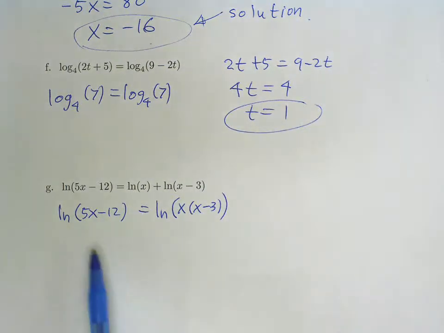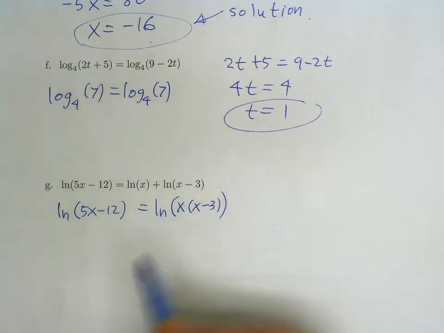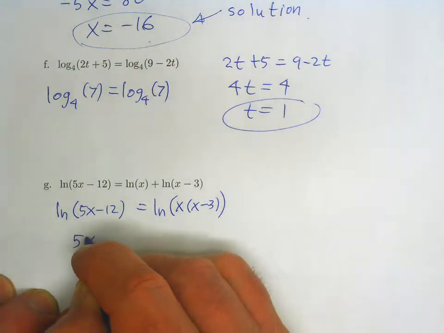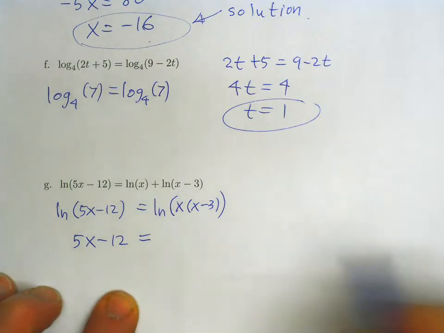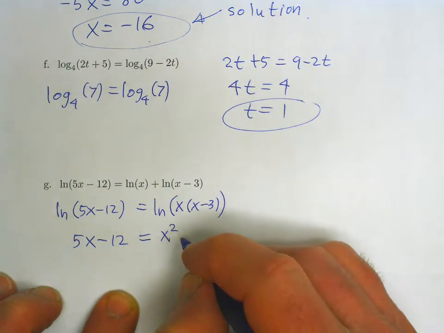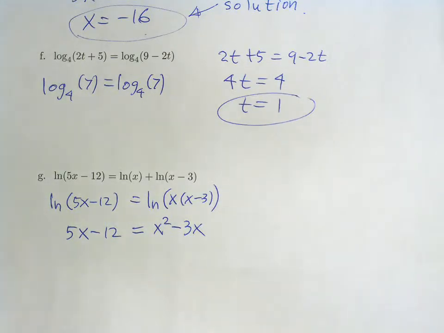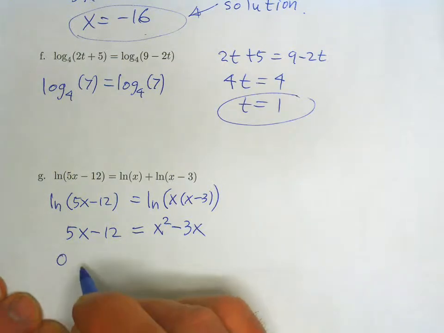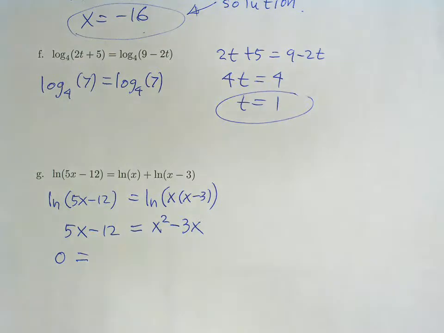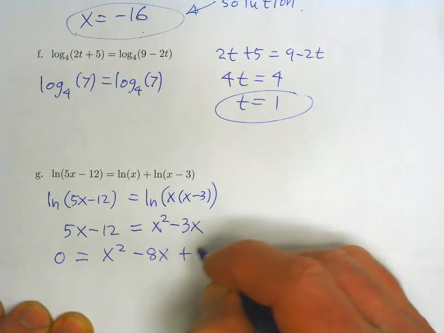Okay, and now that the left-hand side is a single natural logarithm, and so is the right-hand side, now we can say that the arguments are equal. 5x minus 12 equals the argument x times x minus 3. So we need to multiply those. x times x minus 3 is x squared minus 3x. We have a quadratic equation, so we'll make the left-hand side 0 by subtracting 5x from both sides and also adding 12 to both sides, and we get 0 equals x squared minus 8x plus 12.